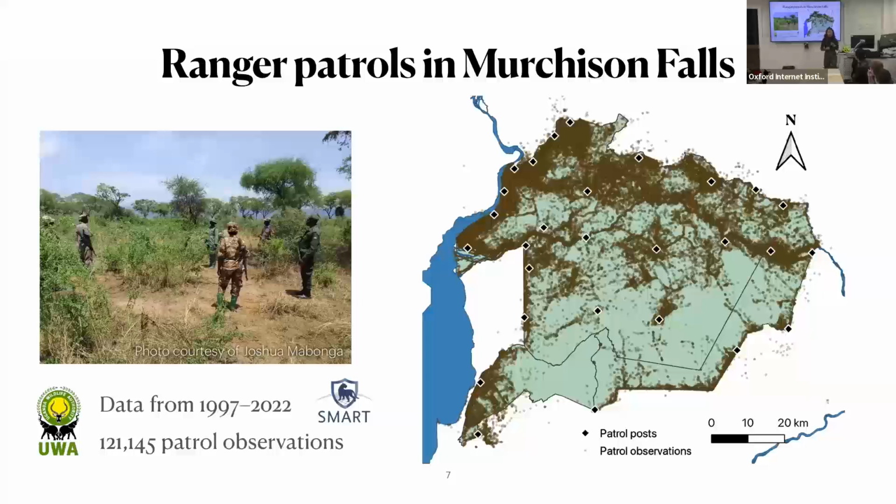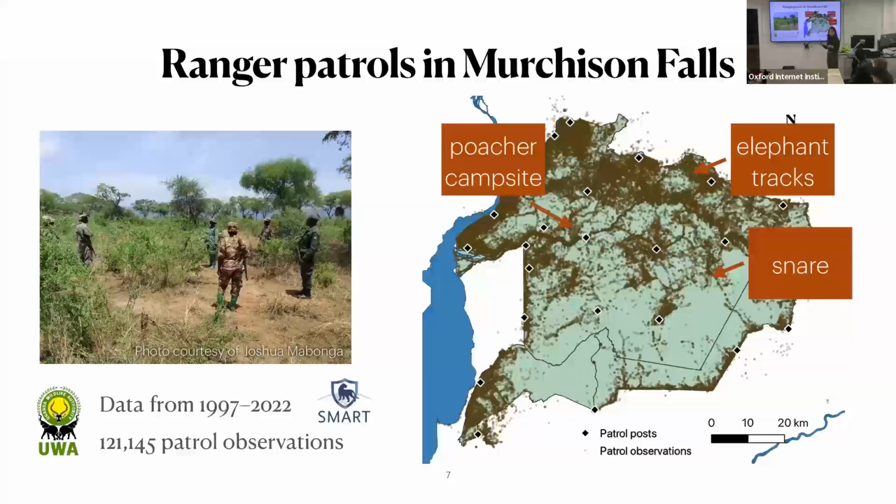So the question is, are there important poaching hotspots that we're missing out on that rangers just haven't spent enough time at? And on top of just the GPS locations, we also have patrol observations located in some of these coordinates. So they might be tagged with biodiversity signs or signs of poaching, such as indications of a snare or ashes from a poacher's campsite.